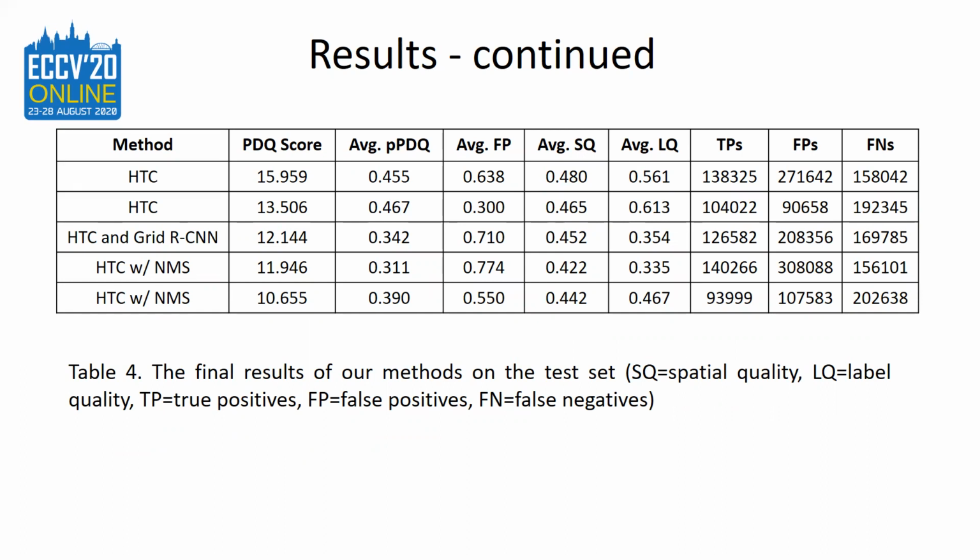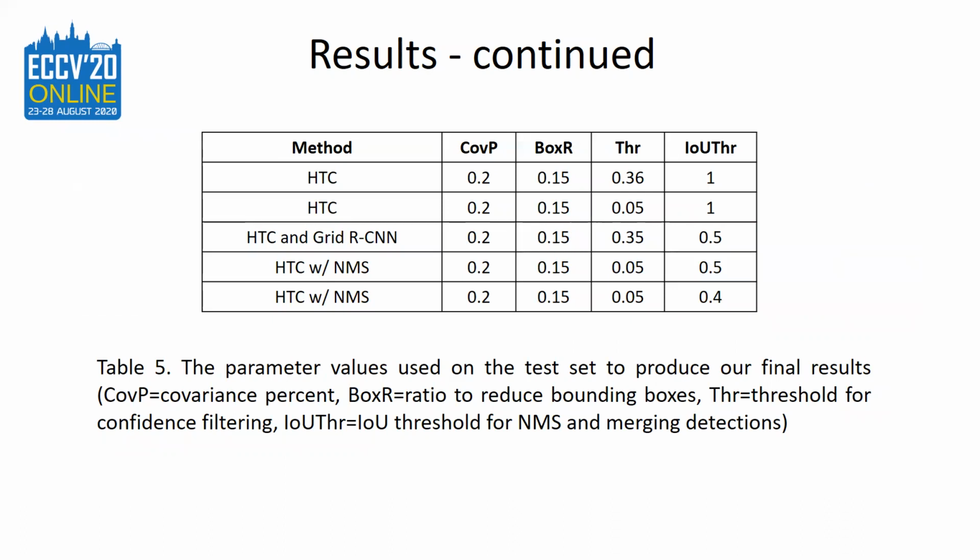Unexpectedly, we obtained lower scores with our ensemble of Hybrid Task Cascade and Grid RCNN, and we will review our work to find out the possible reason for that in our future work. And the last table shows the parameter values we used to produce our final results in table 4. The 4 parameters we fine-tuned are covariance percent ratio, the ratio to reduce bounding boxes, the threshold for confidence filtering, and the IoU threshold for NMS and merging detections.